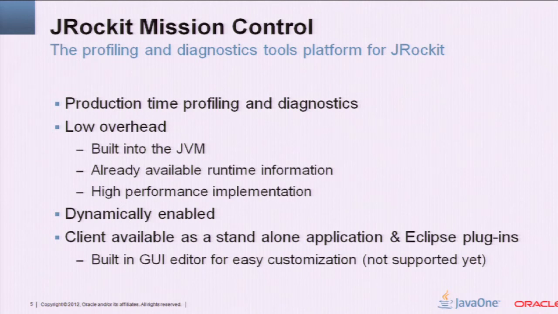So the overhead is very low when using these tools, and the way we can keep the overhead quite low is that we have built the tool into the JVM, basically. We are piggybacking on the JVM. We are utilizing information that is already being collected by the runtime, and we have high-performance implementations of the things that we can't get straight off the runtime. In JRockit, we could dynamically enable and disable this. So you could just hook up, do whatever you wanted to do with the tools, and then disconnect, and everything went back to normal.